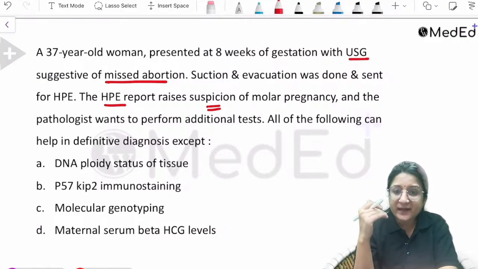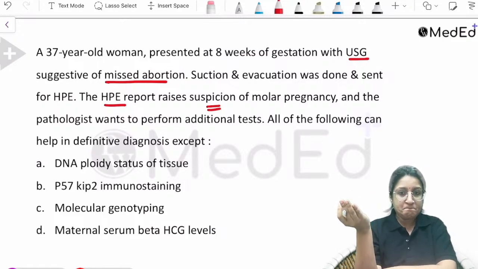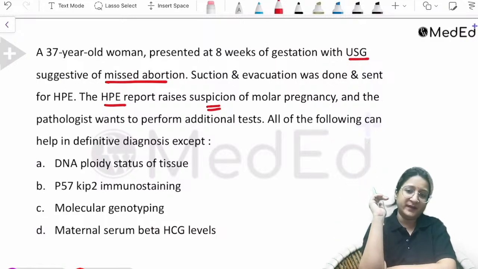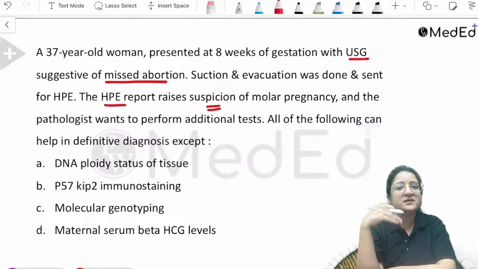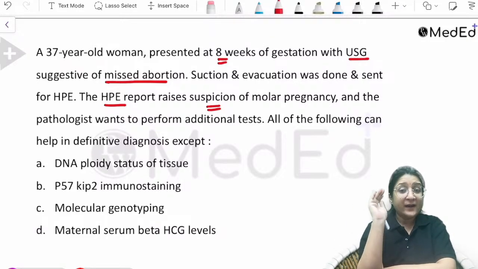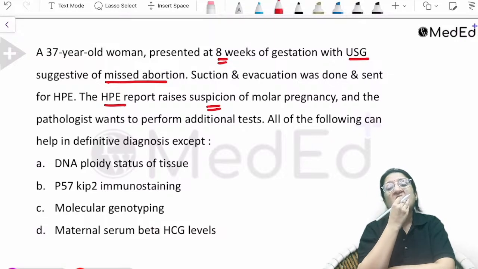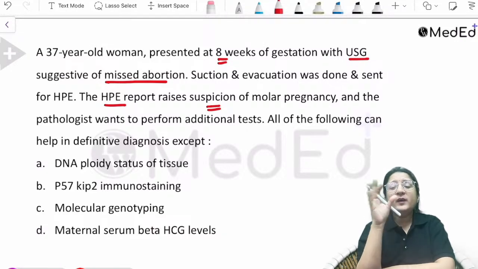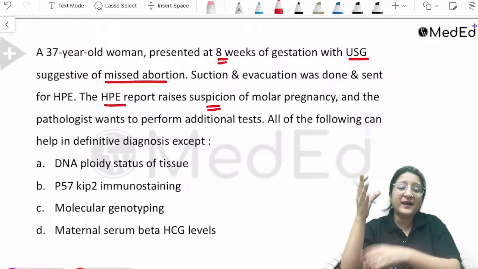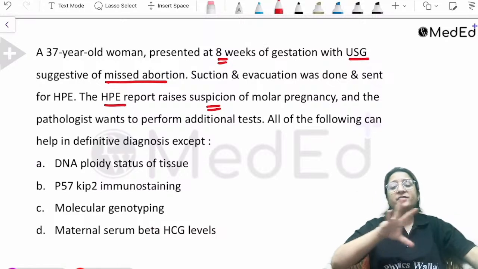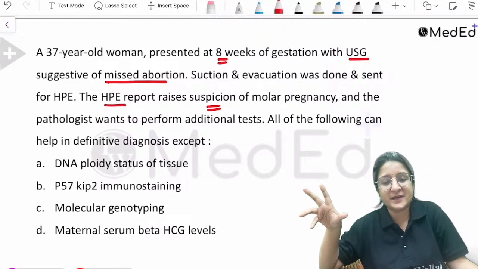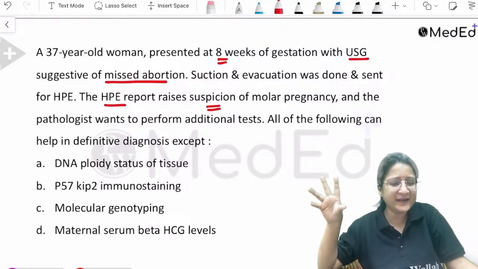Definitive diagnosis. See, serum beta HCG levels may give you an idea, because molar pregnancies are associated with higher levels of beta HCG as compared to a normal pregnancy. But this is so early on in pregnancy. Now see, when I was a postgraduate and an undergraduate student, we used to read that the most common clinical presentation of molar pregnancy was in the second trimester with bleeding and all that, right?